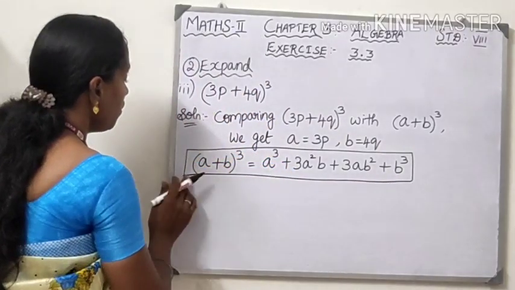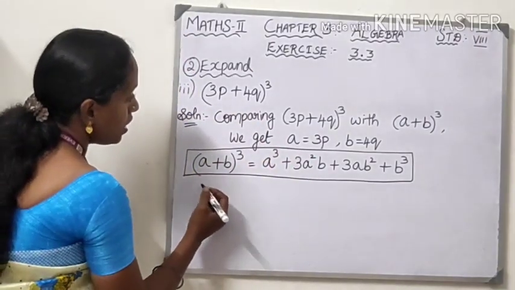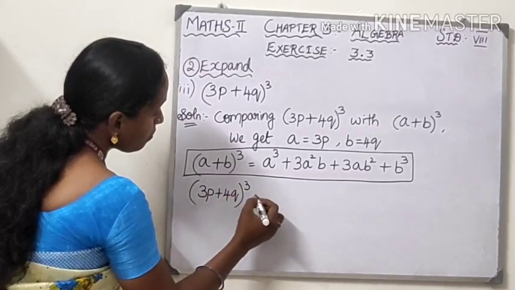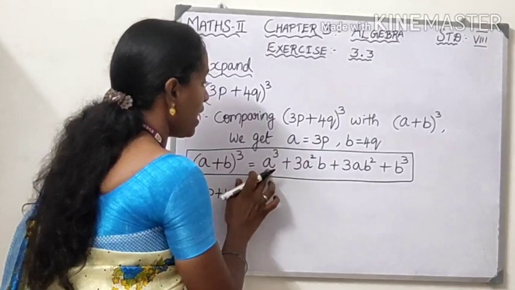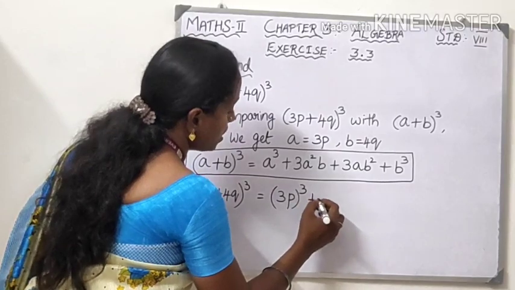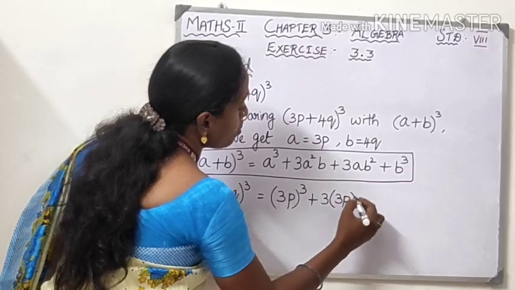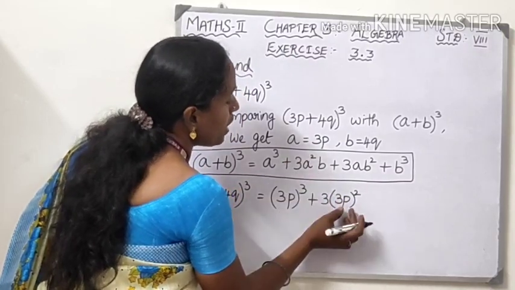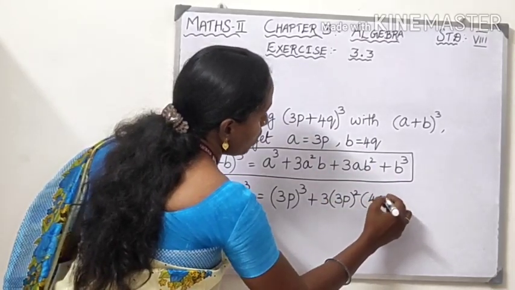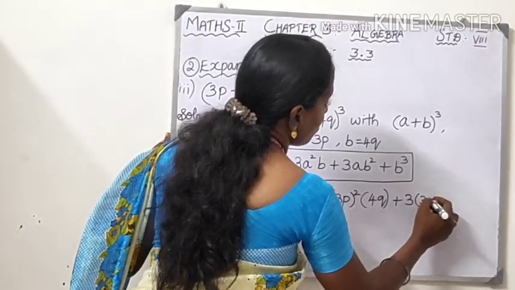Now in the next step we are going to replace the values of a and b. So now on the left hand side we can write our question, (3p plus 4q) the whole cube, is equal to, what is the value of a? We have 3p. (3p) the whole cube plus 3a square is what? (3p) the whole square, since a value is 3p. What is the b value? It is 4q. So bracket 4q plus 3, what is a value? It is 3p, so inside the bracket 3p.